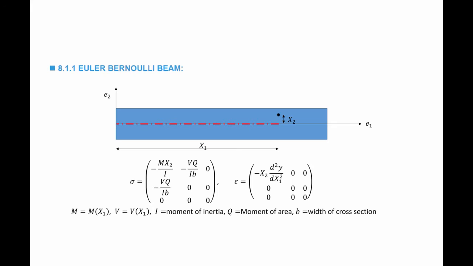The stress matrix at every point in the beam is given by the equation: sigma 1 is equal to negative M x2 over I, and the shear stress is equal to negative VQ over IB. And the proof of negative VQ over IB, you will find it in the notes online. The remaining components of the stress are 0. The strain epsilon 1 is the only non-zero strain, and it's equal to negative x2 multiplied by the second derivative of y with respect to x1 squared.